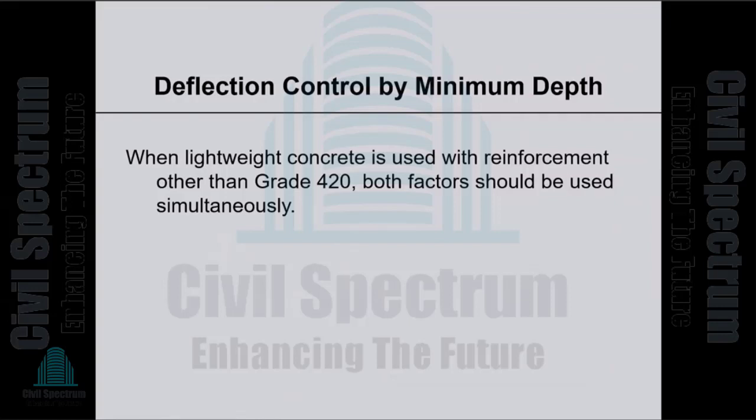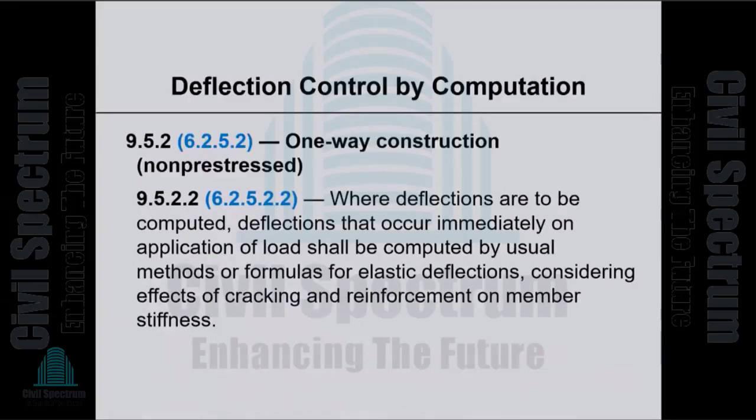If you have lightweight concrete, there is an adjustment to the table. If you have other than grade 420 reinforcement, there is an adjustment to the table. If you have lightweight concrete and reinforcement with a yield strength other than 420 MPa, then there are two modifications, both to be applied. So this is deflection control by providing minimum depth.